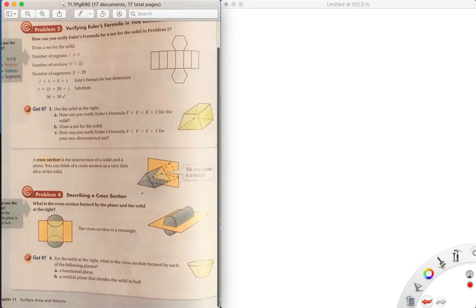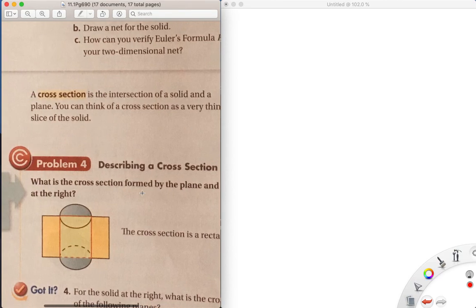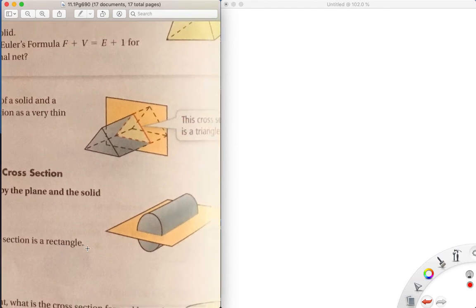And down here, we have a cylinder. And if you look at the cross section, coming down here, here is the cross section in red. It forms a rectangle. So that intersection of this plane and that cylinder would form that particular rectangle. And there's another example of it over here.